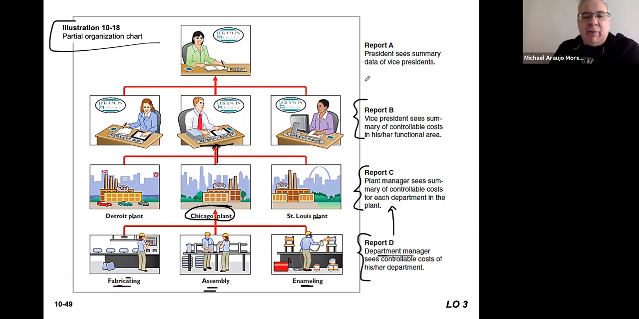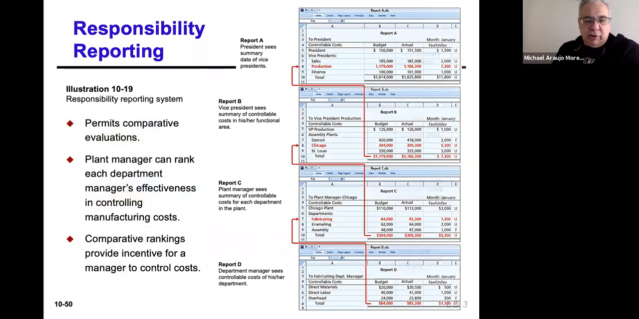And that report would be sent up from the vice president of production, along with all the other vice presidents in their areas, up to the president of the company. So this person would see all of the data from each of their particular vice presidents. Okay, so that's the flow of how it would go. This is what the chart would look like. Again, we would start way down at the bottom here.